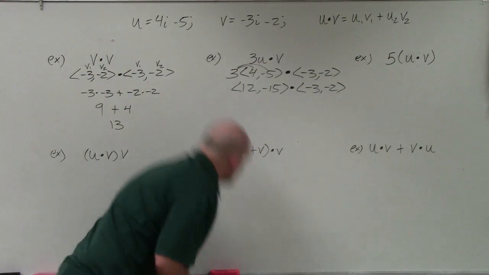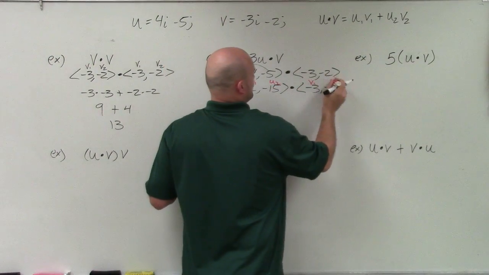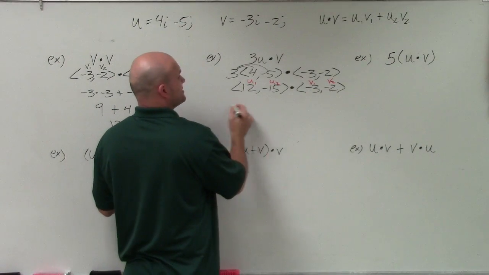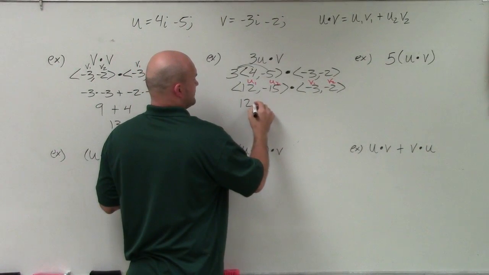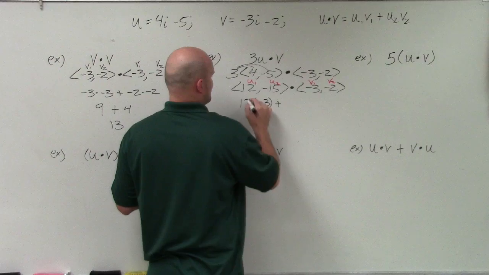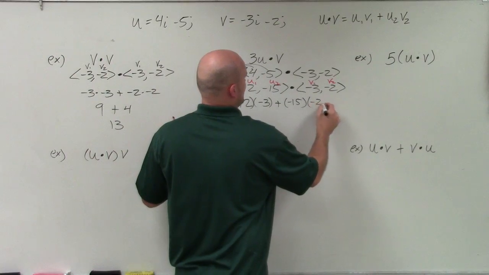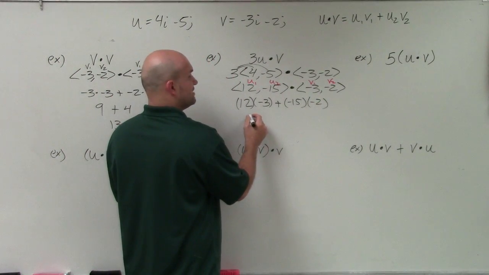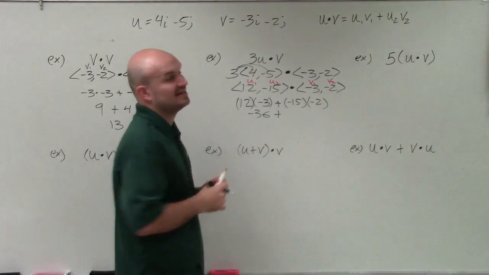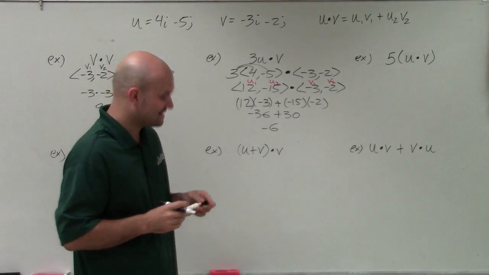Now I can label them as u1, u2, v1, v2, and then apply them into the operation. The dot product is going to be 12 times negative 3 plus, actually, let's just use parentheses, maybe that'll make more sense, plus negative 15 times negative 2. So 12 times negative 3 is negative 36, plus negative 15 times negative 2, which is a positive 30. That leaves us with negative 6.